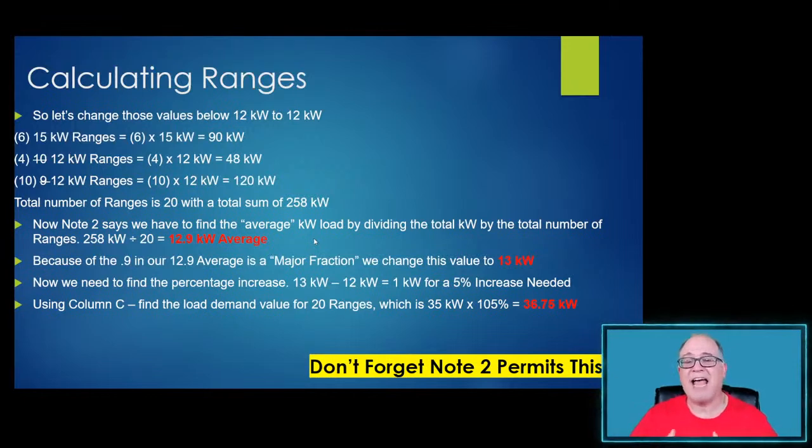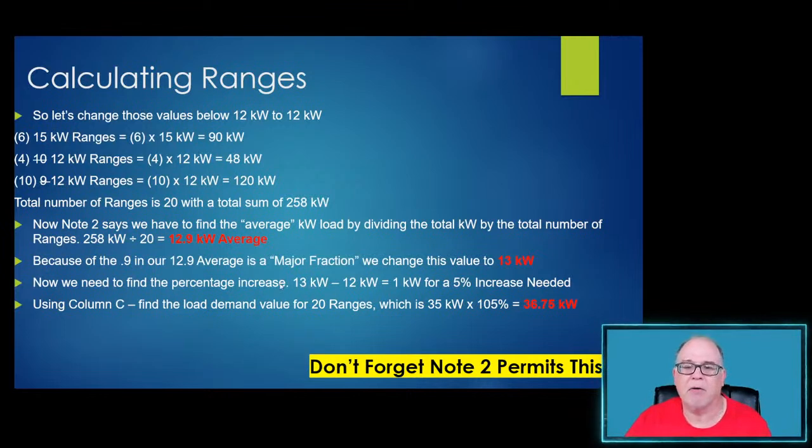So what is the average? Well, the average is 12.9. Now, this is a good example of the major fraction rule here. Since it's 12.9, this is 0.5 and greater. That's a major fraction. So what are we going to do? We're going to round that up to 13 kW. Okay? Makes sense? Now, just pretend it's a single range right now, because we're just looking for this percentage. That's all we're doing now. We did all this to find a percentage that exceeds 12. Don't forget, we still got 20 ranges. We're just going through the exercises.